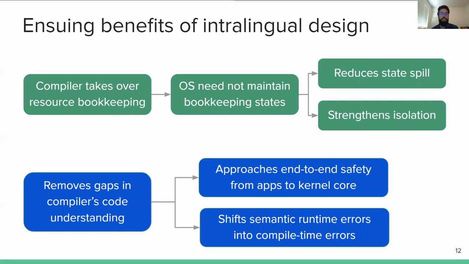As such, the compiler can take over resource bookkeeping, which prevents the OS from needing to maintain bookkeeping states, for example, within its task struct. This reduces state spill significantly from other subsystems into the task struct, which strengthens isolation by reducing fault sharing. It also removes the gaps in the compiler's understanding of OS code, which thereby approaches end-to-end safety from applications to core kernel components, and it shifts semantic runtime errors into compile time errors.